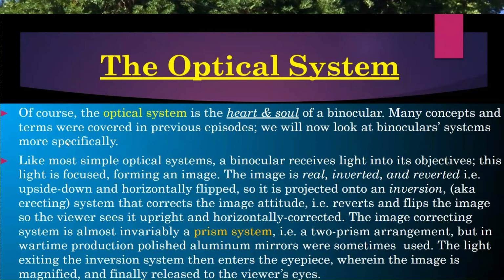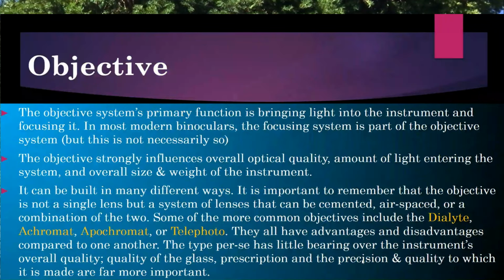The optical system is, of course, the heart and soul of any binocular. And like most such simple optical systems, it consists of an objective, a prism system, an image correction system, and the eyepieces. This is the general overall description of the optical system. Of course, optical system quality should never be compromised. That should go without saying.